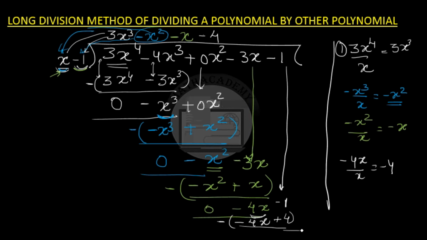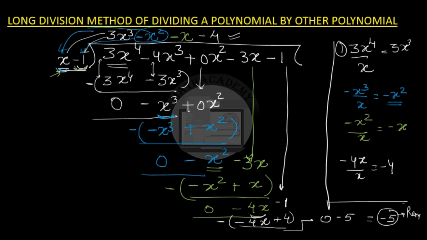On subtraction, what do we get? Negative 4x minus negative 4x gives you 0, and negative 1 minus 4 gives you negative 5. So 0 minus 5 is basically negative 5. Now the degree of negative 5 is 0 and the degree of the divisor is 1. The degree of the divisor is greater than the degree of the remainder, and hence we stop here. So we see that when we divide, we get this as a remainder. This was our divisor function, this is our quotient function, and this is the dividend function.